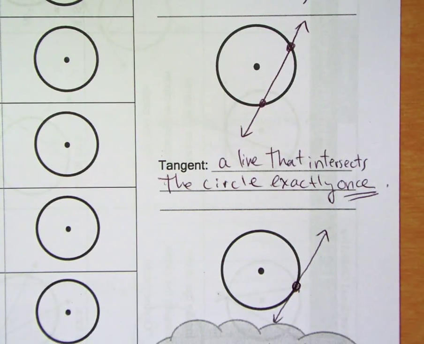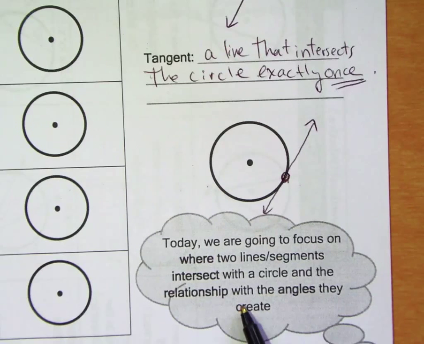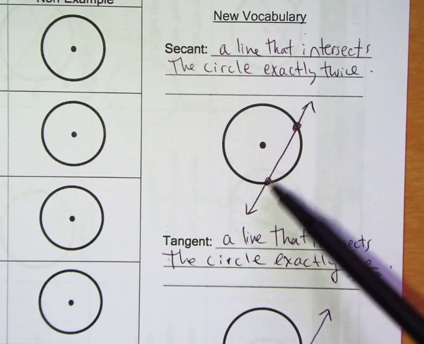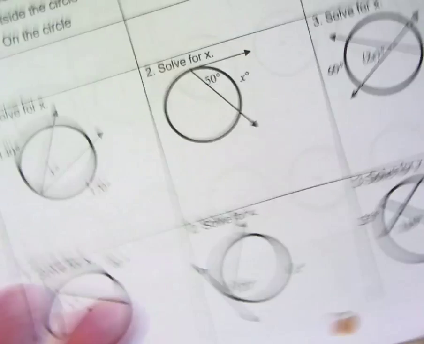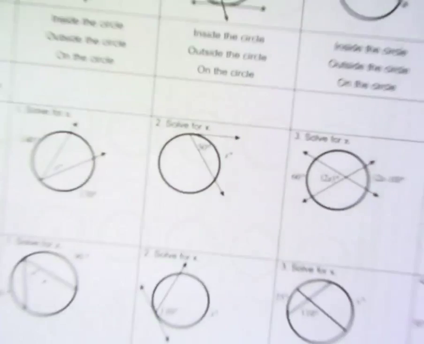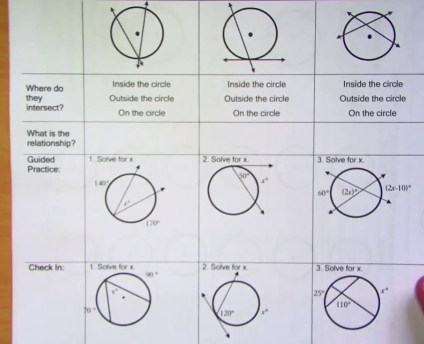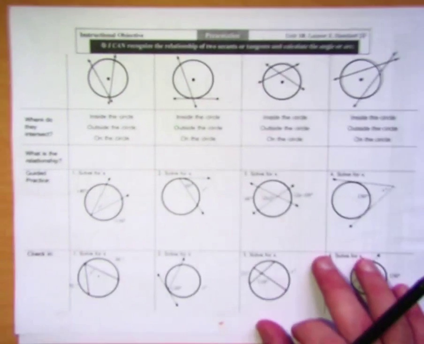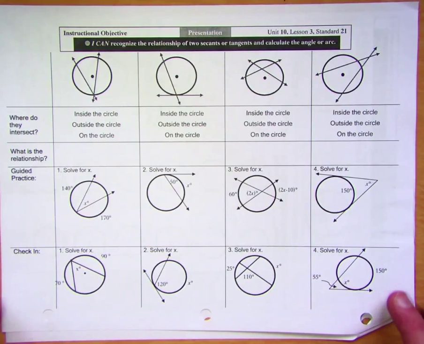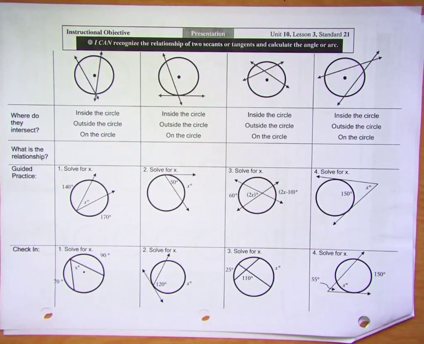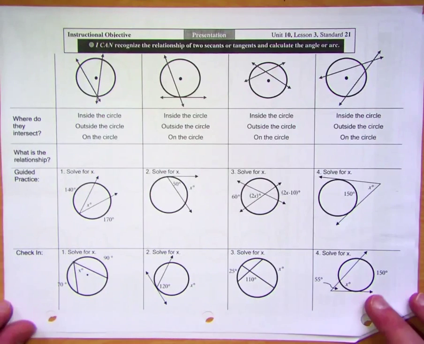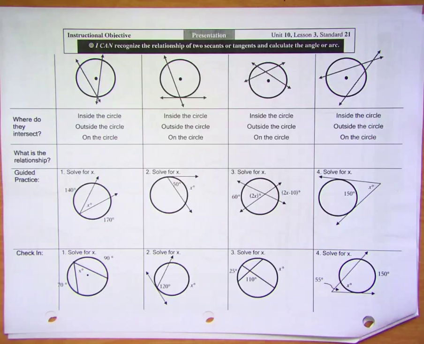So today we're going to focus on where two lines or segments intersect with a circle and the relationship with the angles that they create. So we're going to deal with tangents and secants in particular. We're actually going to pull a few lessons together at the same time as we explore this. We have all these different kinds of situations that make up today's presentation, and by comparing to prior lesson knowledge, hopefully we can put it all together and tell everything apart.